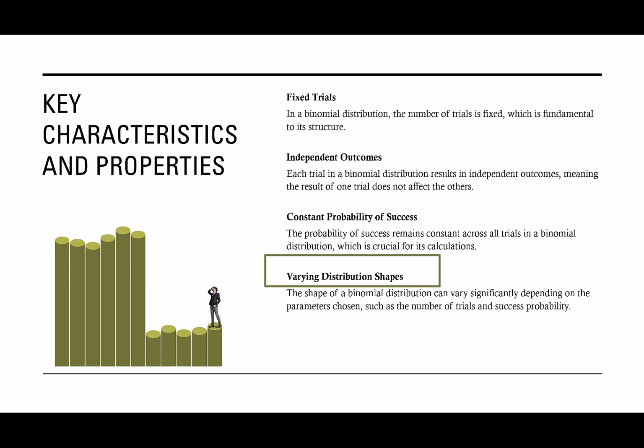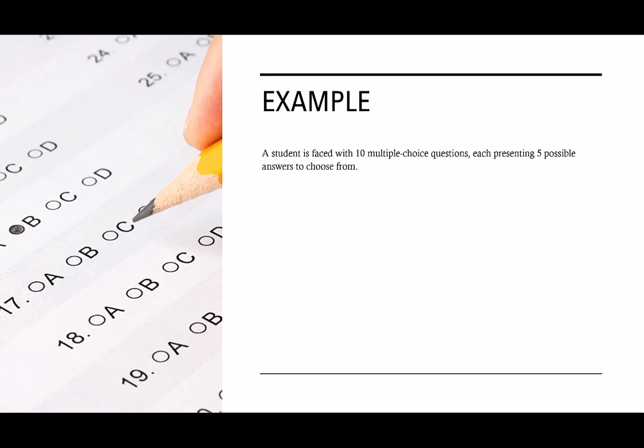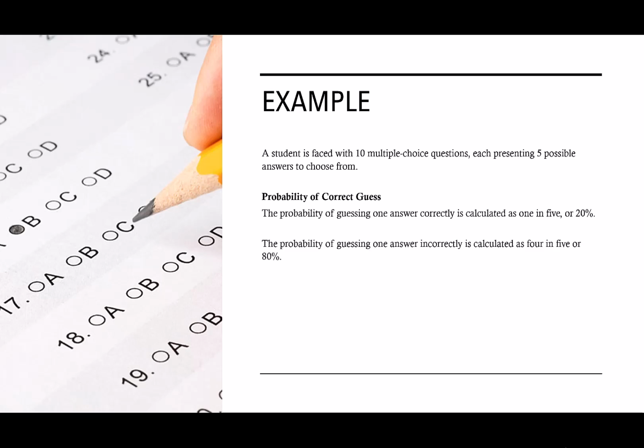For our first example, let's consider a student that's faced with a 10 multiple choice question test. Each of the questions has 5 possible answers to choose from. This means the probability of guessing one answer correctly is 1 in 5 or 20%. The probability of guessing one answer incorrectly is calculated as 4 in 5 or 80%. There's one right answer and 4 wrong answers for each question.